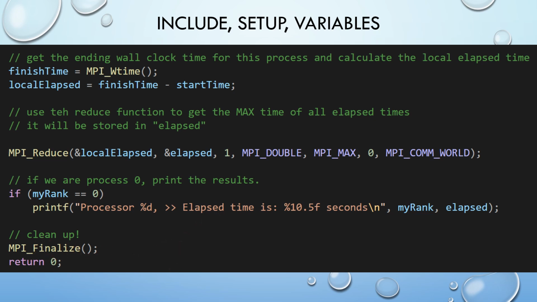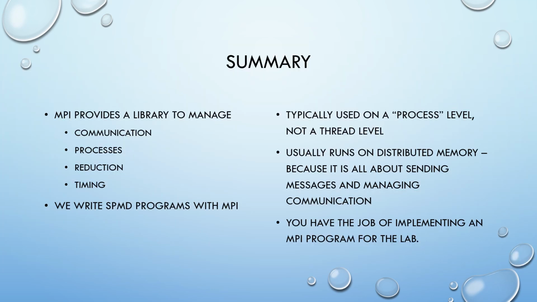So there's an example. You can go back through the presentation and look at each of the elements, but this gives you kind of an idea of how MPI can be used to write a single program, multiple data parallel program. And so this is the end. This is the summary. MPI provided us a library. We managed communication. We managed our processes, did reduction for us, allowed us to take timing.